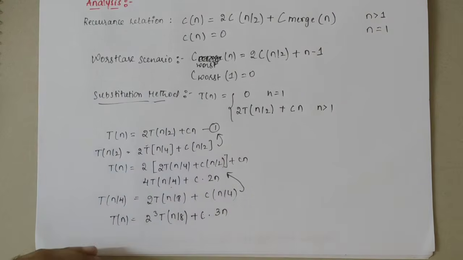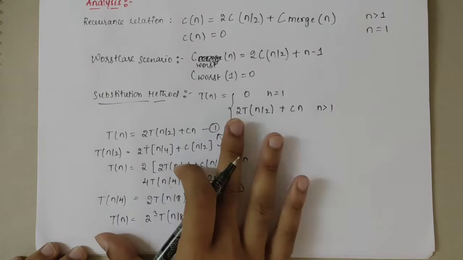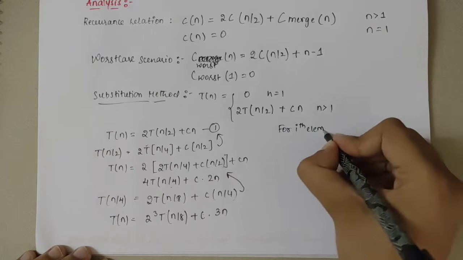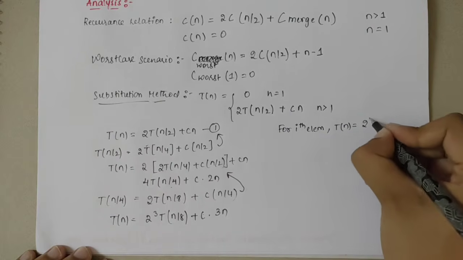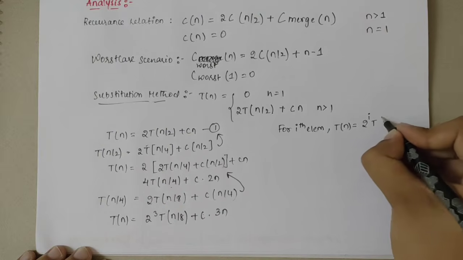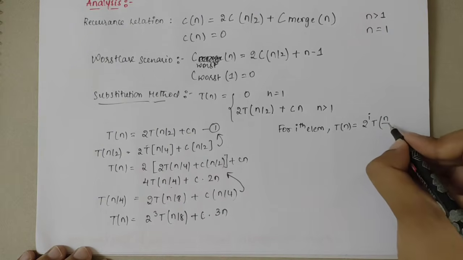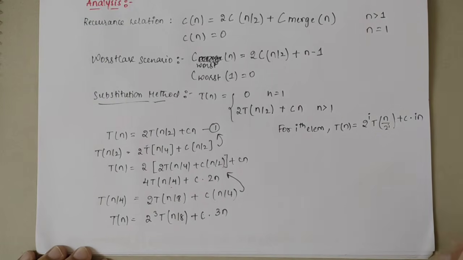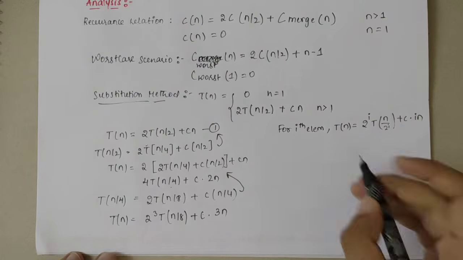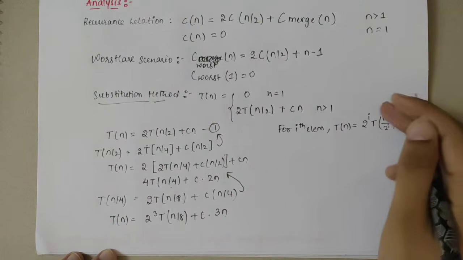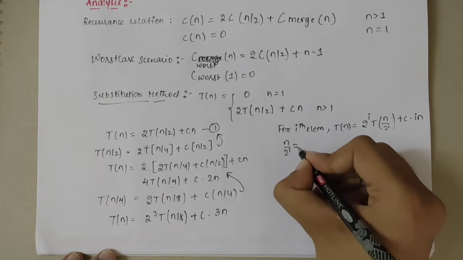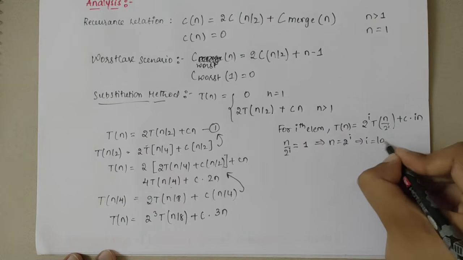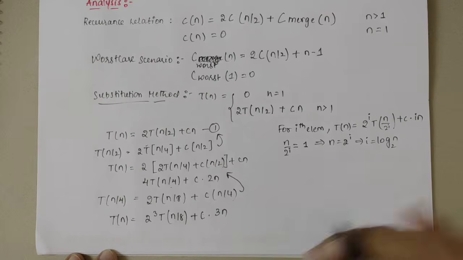If this keeps on repeating, by looking at the trend here, for the ith element I can get T of n is equal to 2 power i T of n by 2 power i plus C into i into n. Okay, C times i times n. So this is for the ith element. Now I'll consider this n by 2 power i and take it as 1. In this case, n value I'll get as 2 power i, and i value would be log n to the base 2.